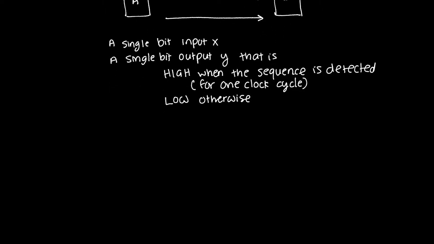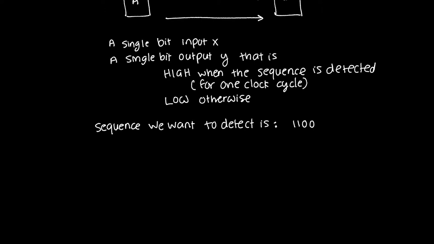So basically, we're going to say that the sequence we want to detect, the bit sequence, is 1100. Let's just do it like that. So what does that mean?